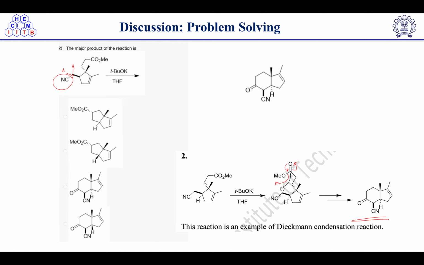If you are not understanding, I can write here step by step, but you should practice yourself first. If you are not getting anything, you can ask me. Okay. So this is again an example of Dieckmann condensation reaction, but not exactly that one. It is a type of Dieckmann condensation reaction, or we can say the Thorpe reaction.